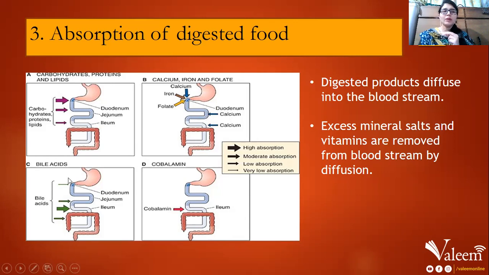If we're talking about bile acids, they are absorbed mostly in the ileum part and less in the jejunum. There is no absorption of bile in the duodenum of the small intestine. Cobalamin, that is vitamin B12, is mostly absorbed in the ileum portion, and all of these substances get absorbed by the process called diffusion from their surroundings into the bloodstream.